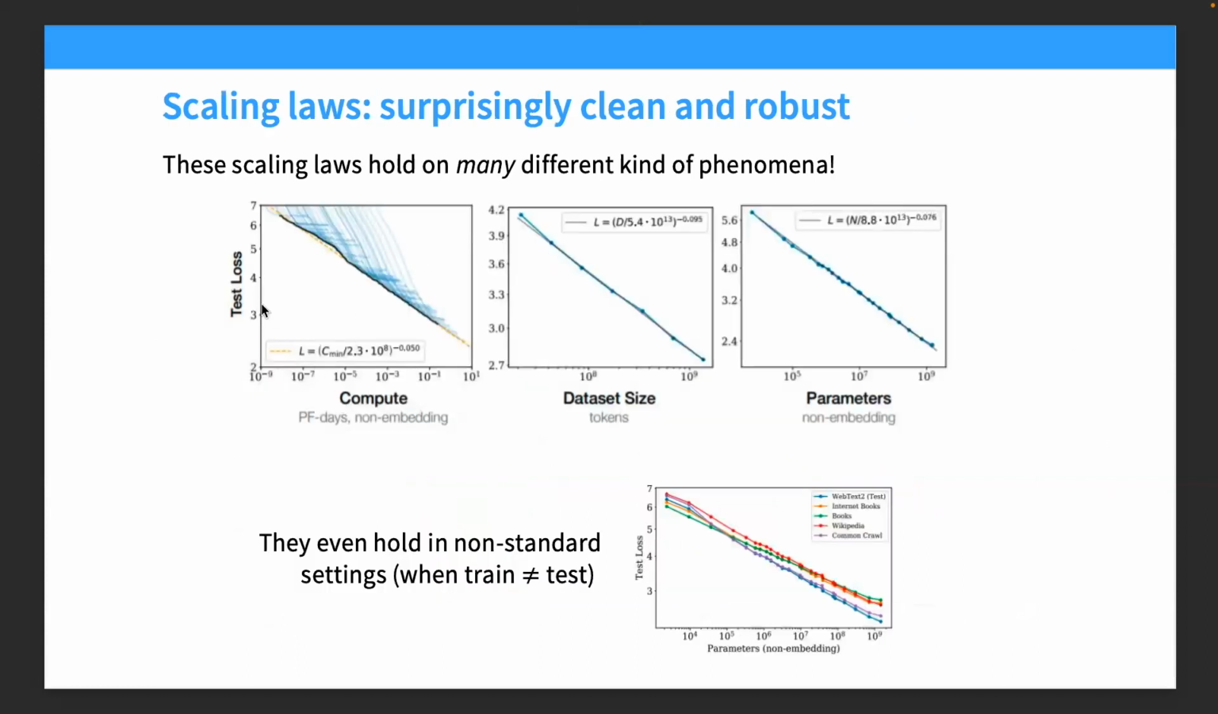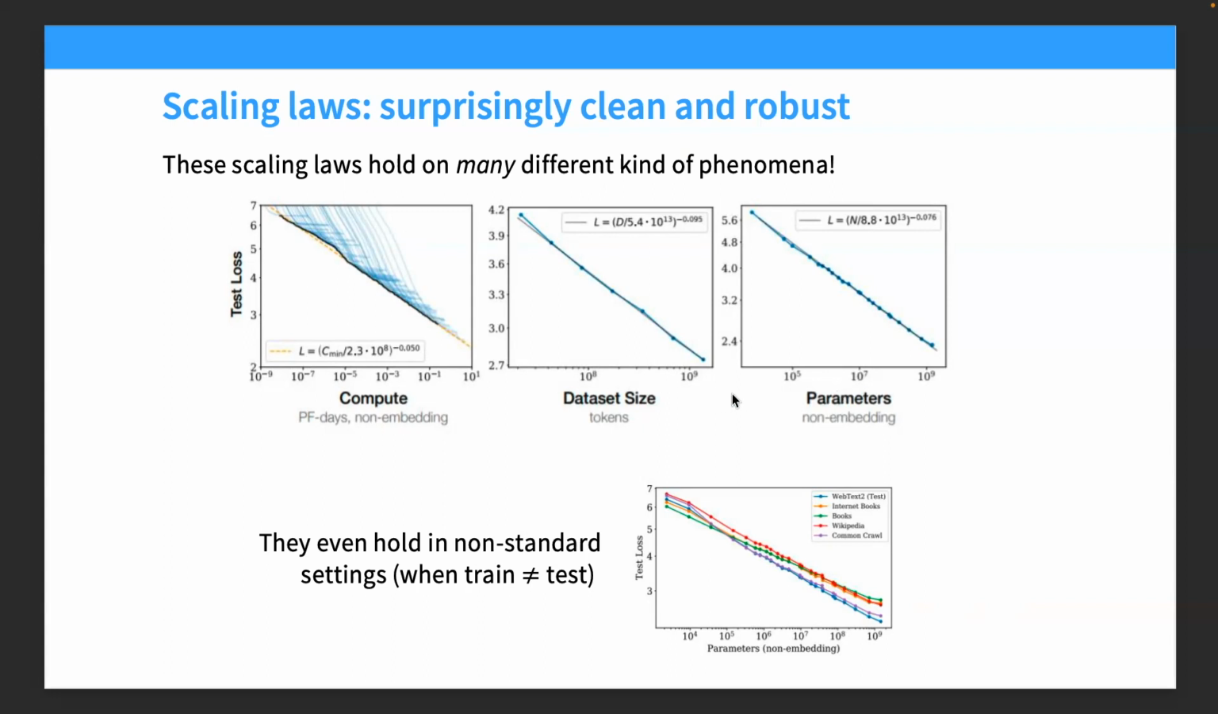Yeah, so we want to study the test loss against the compute. We want to study the test loss against the data size, basically the number of tokens in your training set, and also the test loss against the parameters. Intuitively, it's all monotonic, right? So we know that if we have more compute, more data, more parameters, the test loss will decrease, right?